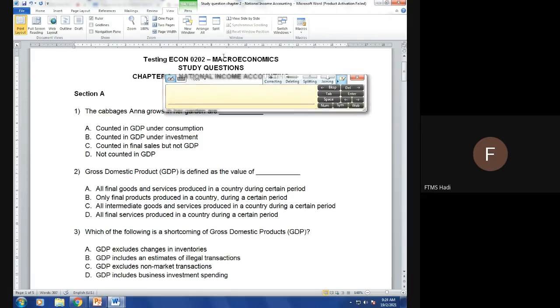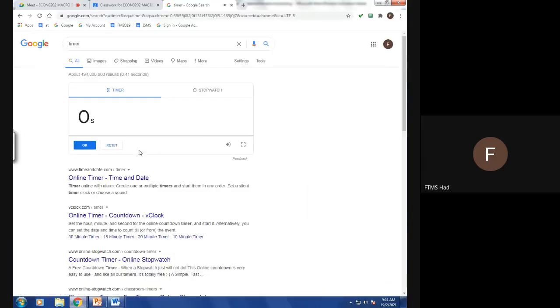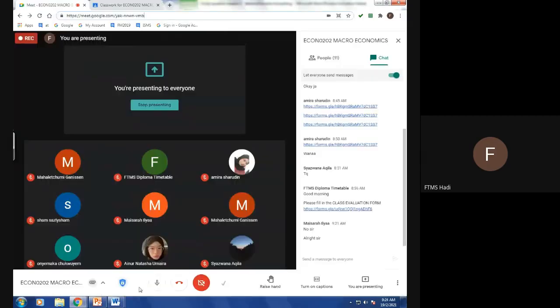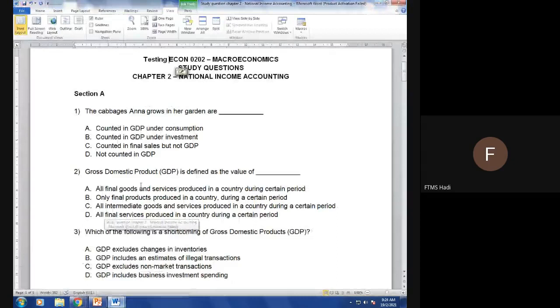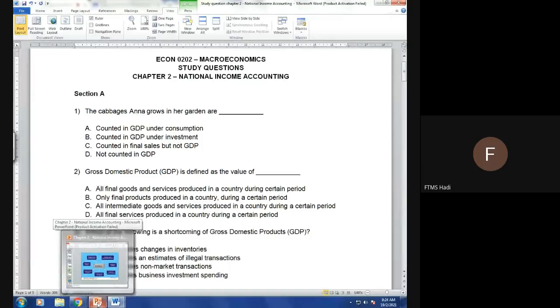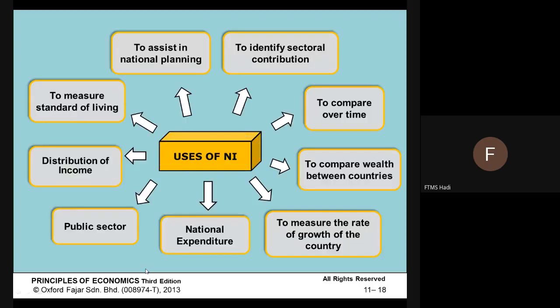Let me finish the lecture first before we go for the next part. Right. What is the use of national income? Why is national income quite an important matter for the economy and for society? The first one is just more on knowledge: to measure standard of living. They want to see whether the country is quite rich or poor. That is the first one.